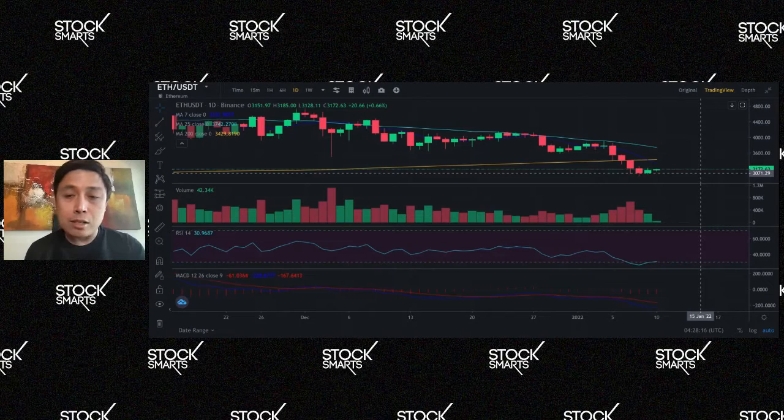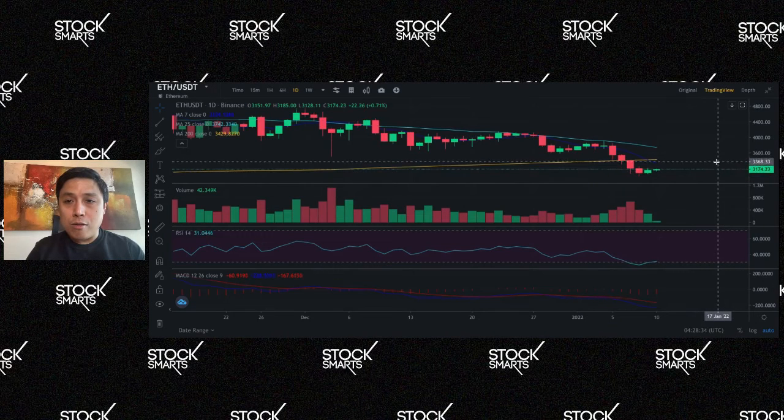3,071. MACD is still bearish. RSI is close to oversold levels and it's trying to cross up. It's not as close to the 7-day moving average as Bitcoin was. But if I mentioned that you have a short-term support here at the 3,071 mark, you also have a resistance somewhere around here at the 3,300 mark for Ethereum.